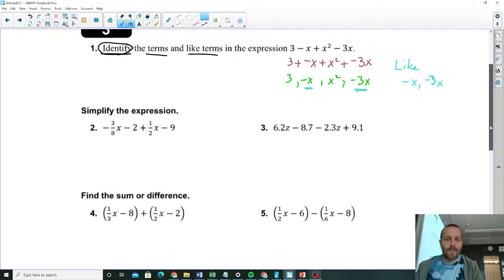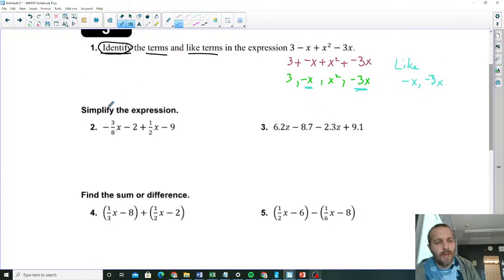Next, we're going to simplify the expression. In order to do that, again, I'm going to change this minus to a plus a negative, and this minus to a plus a negative. Then I'm going to look. I've got two fractions. One has a denominator of 8, the other has a denominator of 2. I'm going to change that 2 to an 8. And in order to do that, I had to multiply by 4. So I multiply 1 by 4, which is 4. And now I can add my numerators. Negative 3 plus 4 is 1. So we have 1/8 x. And then we have negative 2 plus negative 9, which means we have plus negative 11.